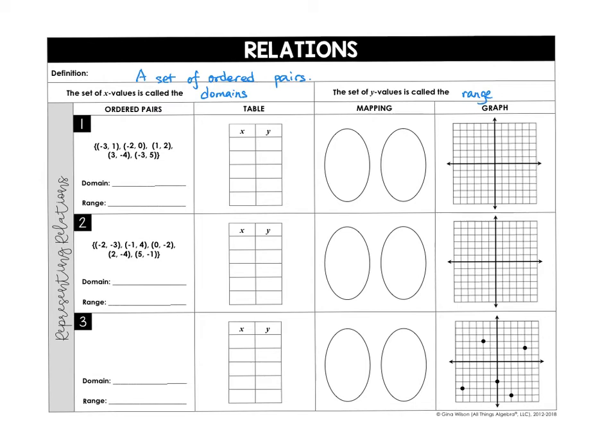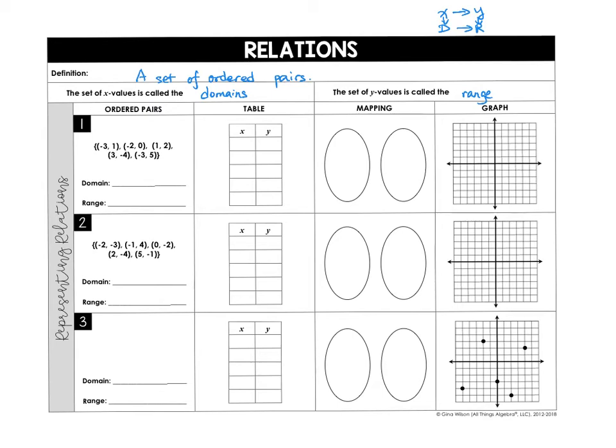Again, this is a review. Remember, the way I remember it is in the alphabet, X comes before Y and D comes before R. So X is for domain, Y is for range. That's how I remember it. And whenever we have ordered pairs, there are 4 different ways to express them. We can express them numerically by writing them out, or in a table, or we can map it, and or we can graph it.